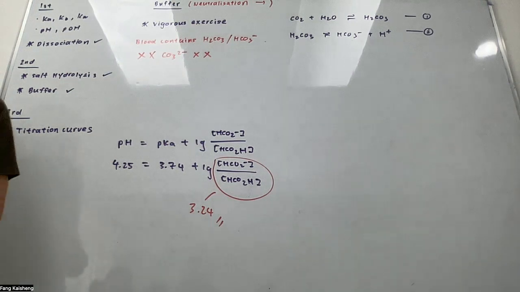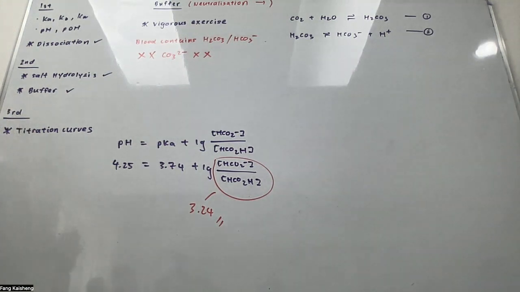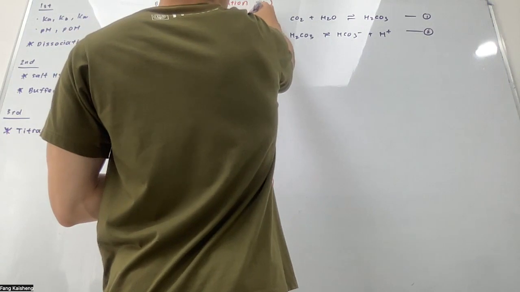Now, what happens during vigorous exercise? Sometimes you all feel your muscles a bit sore, right? It's because of this thing called lactic acid. So vigorous exercise produces lactic acid.